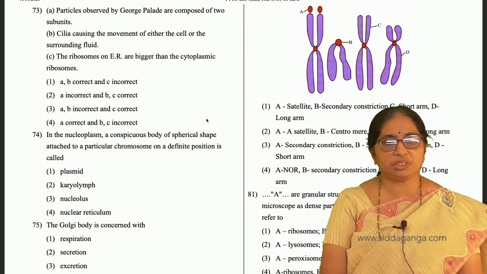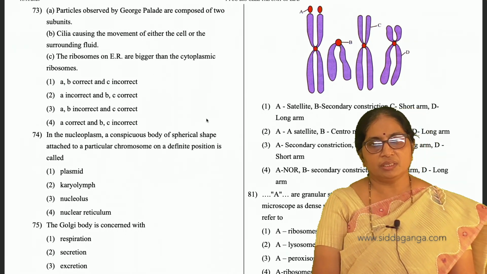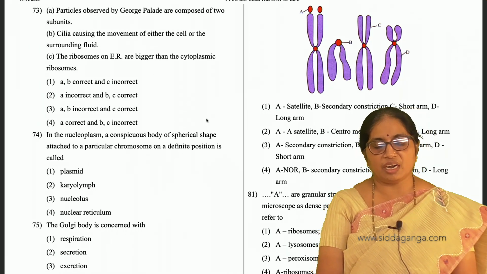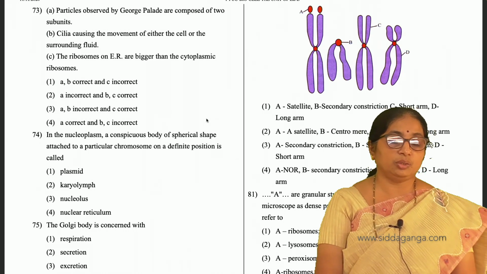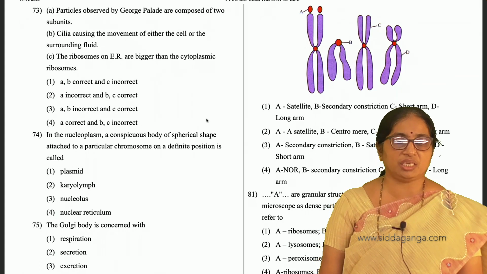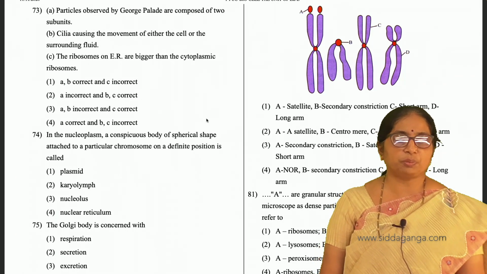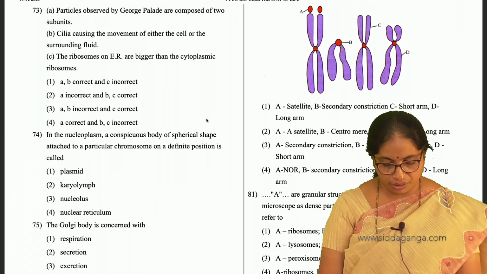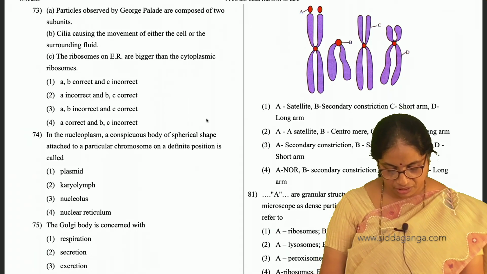So, the first two statements are correct, but the third statement is incorrect. Under the options, you can select the first statement, that is A, B correct and C is incorrect. So, option 1 is the right answer for question number 73. Next question. Question number 78.